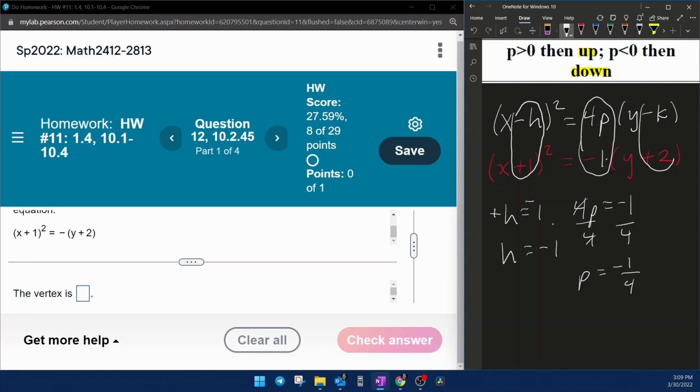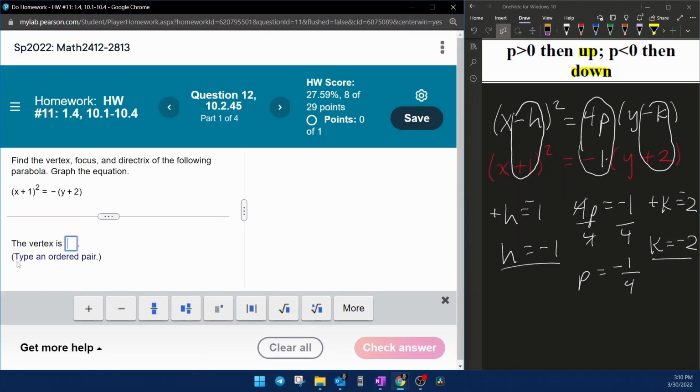And again, circling up and down like this says negative k is 2. Again, changing the signs on both sides, we get k is negative 2. Now, h and k are the coordinates of the vertex, which is the very first thing they asked me to find. Okay, so the vertex, as an ordered pair, is (h, k), which is (-1, -2).